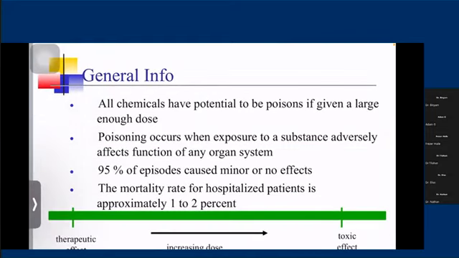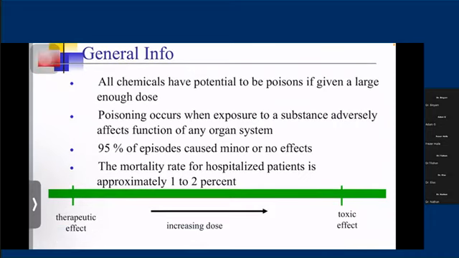So, general information. As we know, all chemicals have the potential to be poisonous if given at a large dose. This is one of the things I have to emphasize, because all medications, including antibiotics, cardiac medication, and antihypertensive medication, which can be given to a patient for a therapeutic reason, can be consumed at a large dose with the intention of suicide, and that can also cause life-threatening conditions.